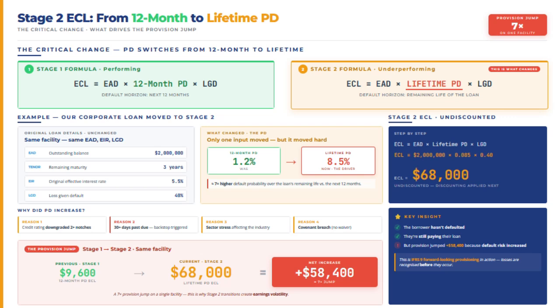So have you ever thought about why this PD deteriorated? We have discussed that the borrower's condition deteriorated, the credit rating was downgraded, and the 30 days past due triggered the backstop. Sector stress is hitting them hard, and all of it points to high default probability over the loan's life. So basically the borrower hasn't defaulted, they are still paying their loans, but the provisions jumped by 58,400 because the default risk increased materially. And this is IFRS 9 forward-looking provisioning in action, capturing the deterioration before the default occurs.